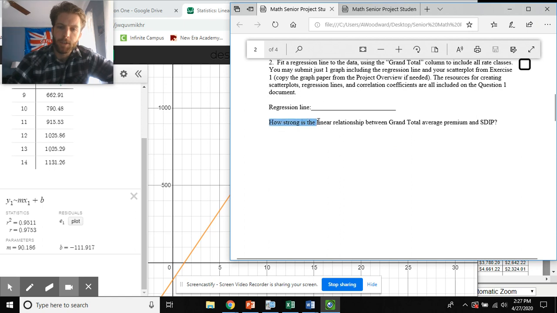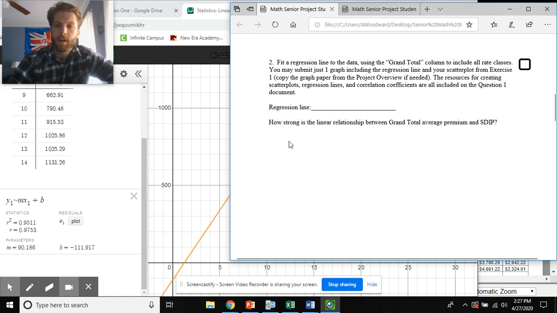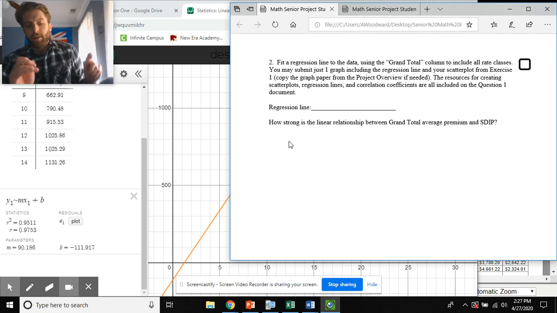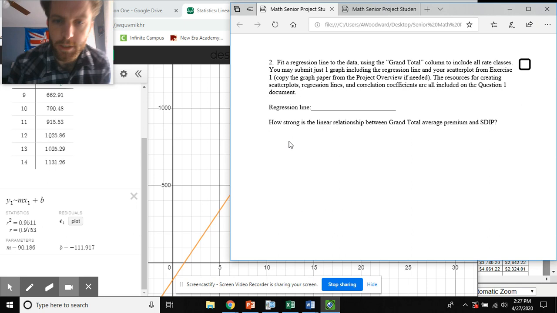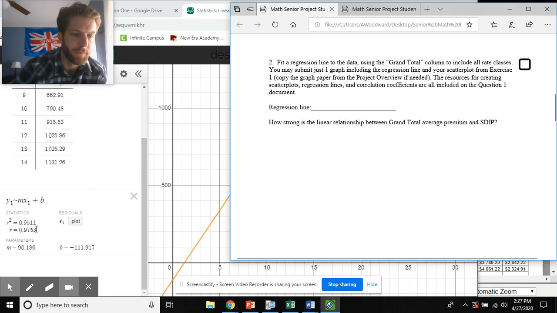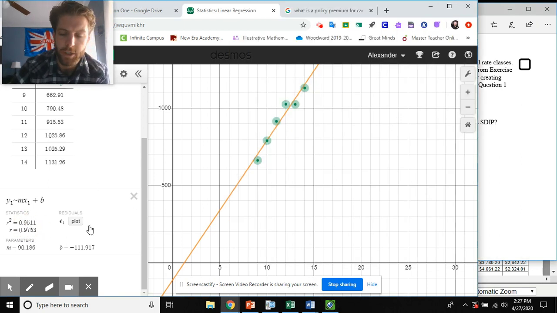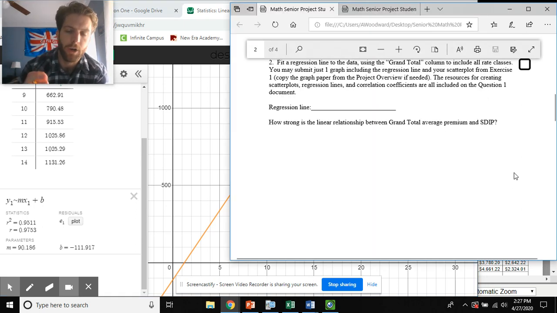And then to answer this question, how strong is the linear relationship? I have linked 2 Khan Academy videos in the assignment so that you can help tackle these 2 questions, to be able to interpret the regression line and to interpret this R value. The R value represents your correlation coefficient. It tells you how strong the linear relationship is, how weak it is, if it's moderate, positive, negative, and that's how you're going to answer this question.